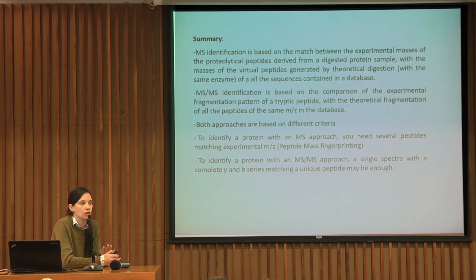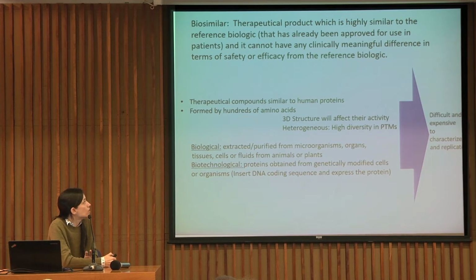So both approaches are based on different criteria. To identify a protein with an MS approach, you need several peptides matching the experimental M/Zs, and to identify a protein with an MS-MS approach, a single spectrum with a complete Y and B series matching a unique peptide may be enough.